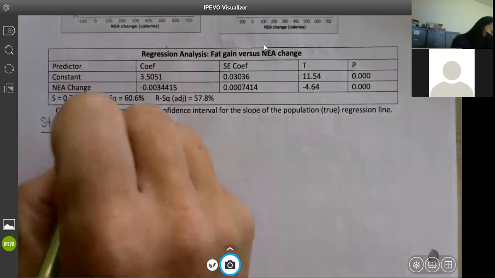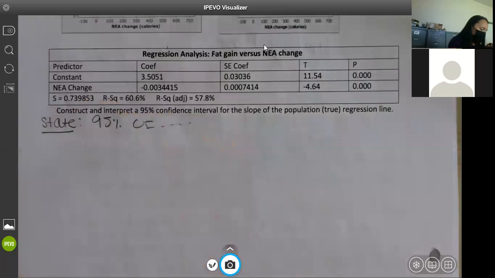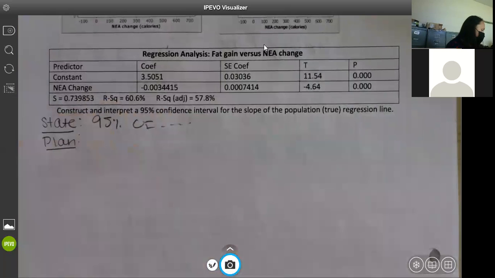So 95% confidence interval in context of the problem. And it's the slope of the population regression line relating fat gain to change in NEA. Everybody good? All right. So then what are we going to do in the plan part?